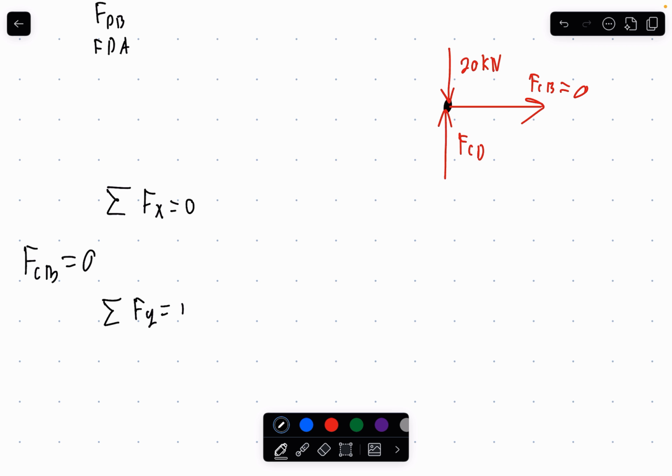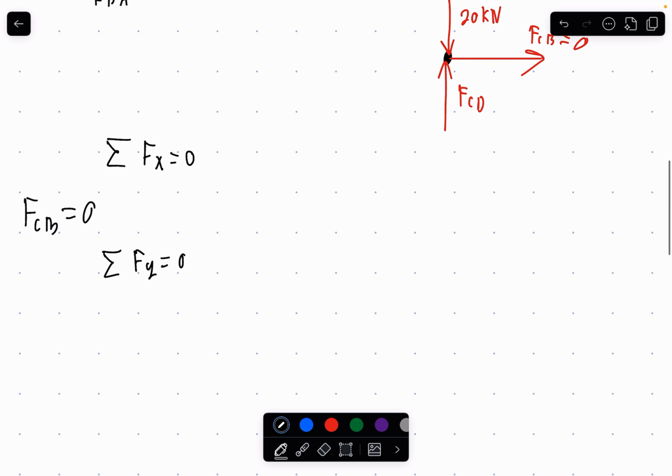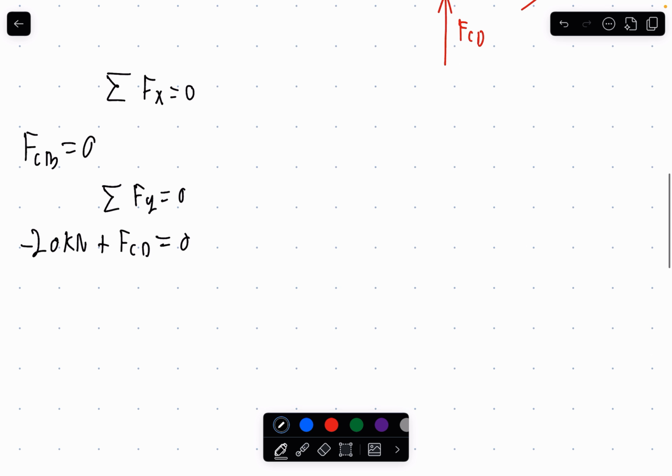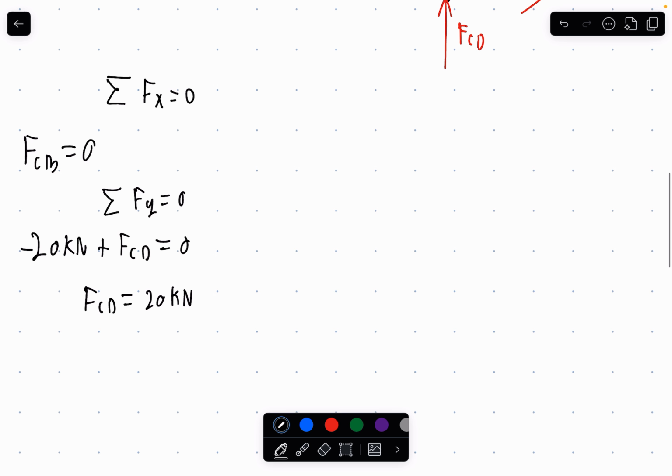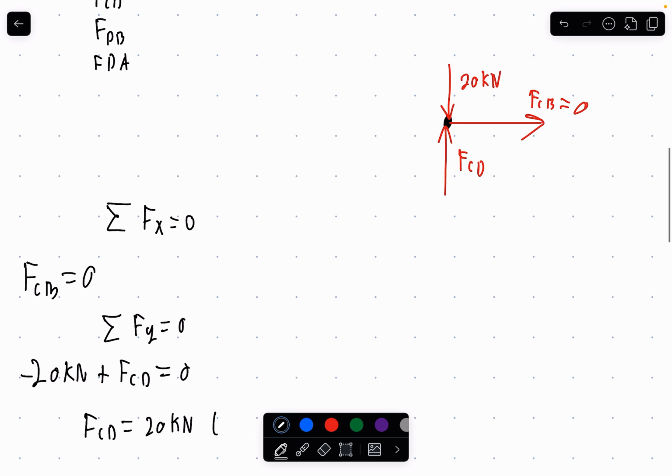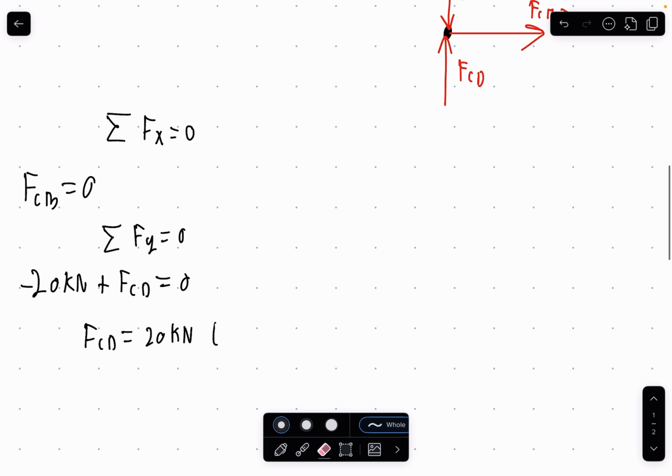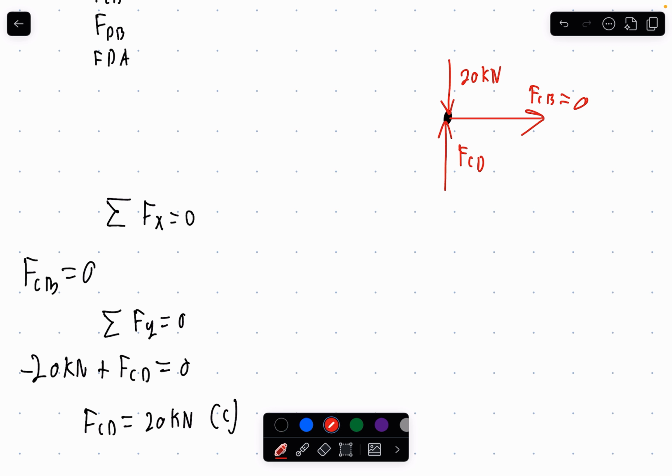So go to the sum of the forces in the y. Should be pretty obvious right here. We know that 20 kilonewtons is acting downwards, so it's negative, and we know that force CD is acting upwards. So it equals 0 because this pin is at rest. We should find force CD is equal to 20 kilonewtons, and this is going to be in tension. Oh, sorry, compression. Compression right here.